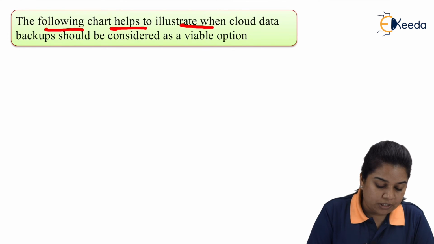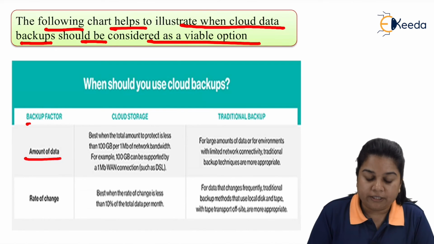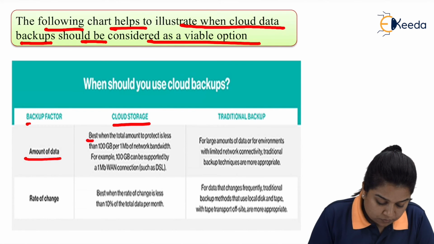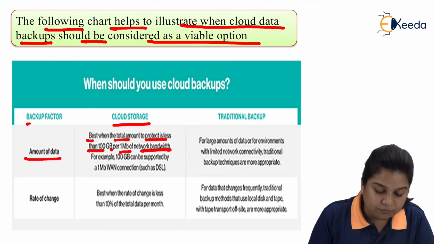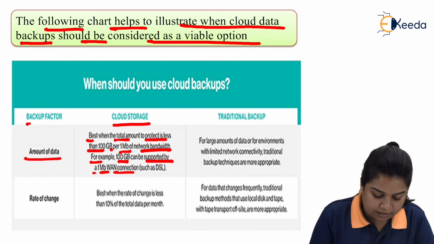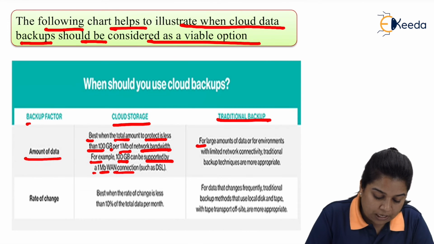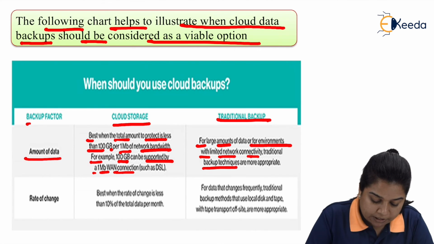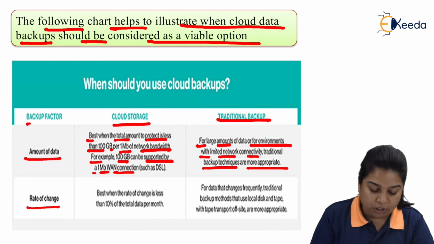The following chart helps to illustrate when cloud data backup should be considered as a viable option. First backup factor: amount of data. Cloud storage is best when the total amount to protect is less than 100 GB per 1 MB of network bandwidth. For example, 100 GB can be supported by a 1 MB wide area connection such as DSL. For traditional backup, for large amounts of data or for environments with limited network connectivity, traditional backup techniques are more appropriate.